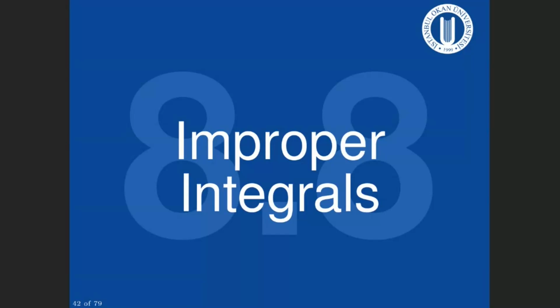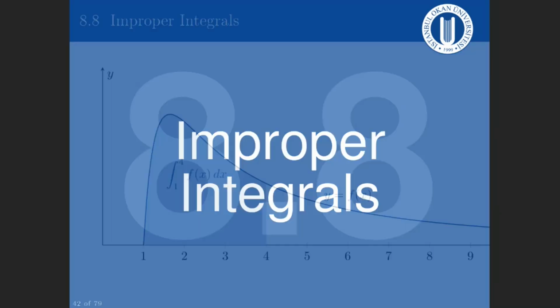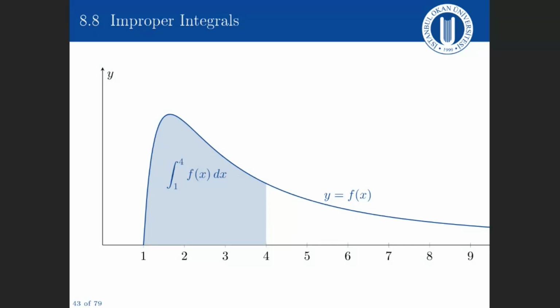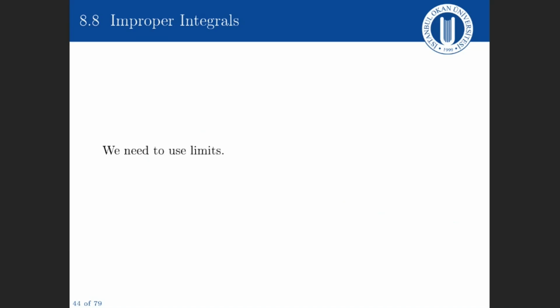Let's continue. The final idea for today's lesson is improper integrals. The integral from 1 to 4 of f(x) dx, we know this represents this area. But what if instead of stopping at 4, we let the area go all of the way to infinity? What does this mean? How could we calculate an integral from 1 to infinity? The answer is we need to use limits.